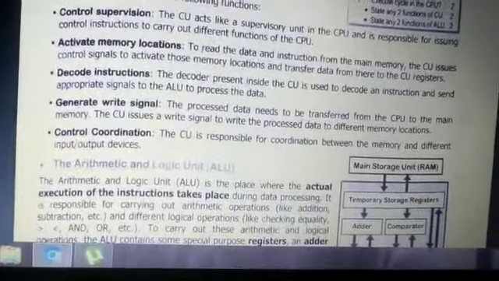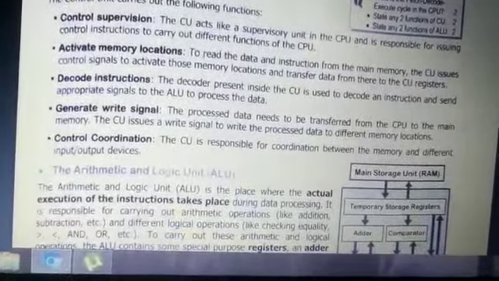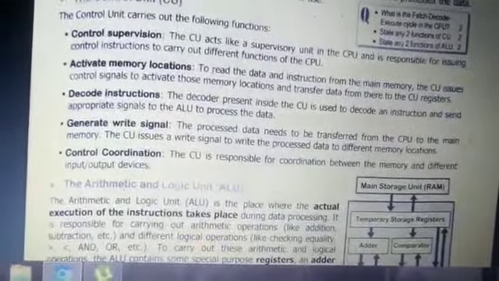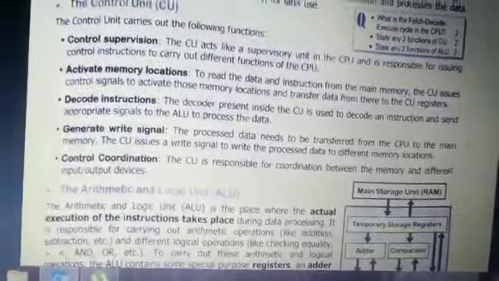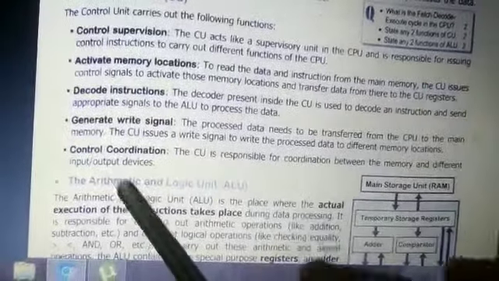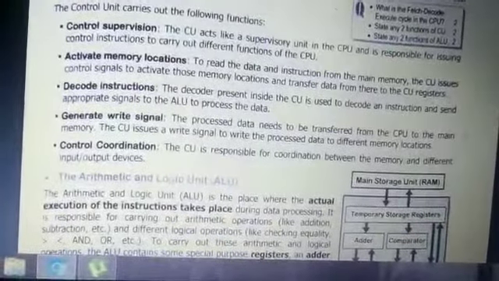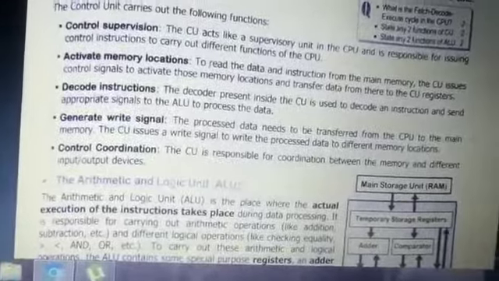From the memory it is again brought back to the processing unit. After the processing of the information, it is brought back to the main memory. So there is a coordination required between the input output device and the memory. This coordination is guided by the CU. This is actually the main function of the CU.